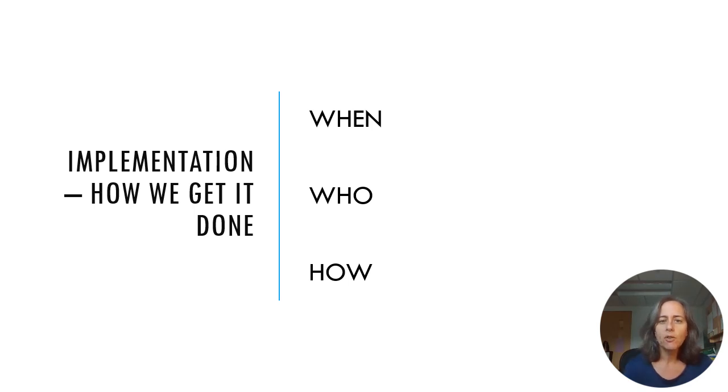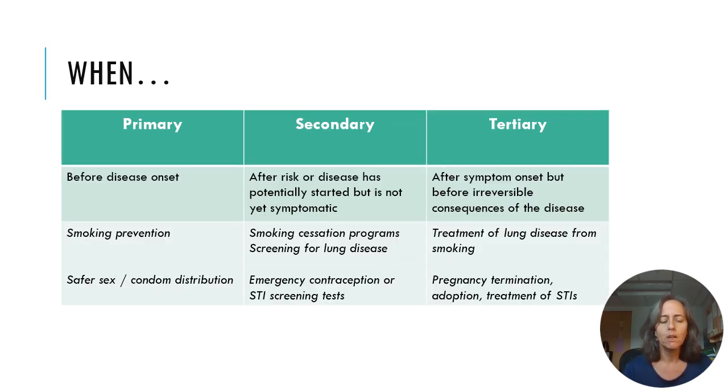So implementation, or how we get it done, can also be thought of as when, who, and how. And these might not be in the way you would expect them to be used. So let's kind of go through. We're going to start with when. So when we talk about when in public health, we're often talking about when in relationship to the disease or the health outcome or condition.